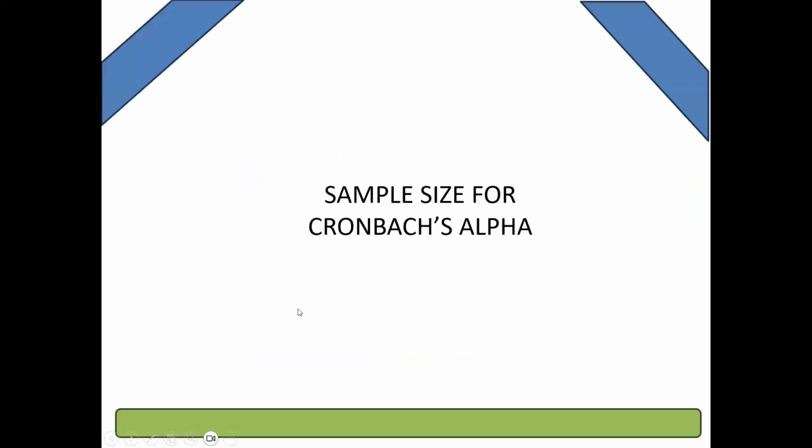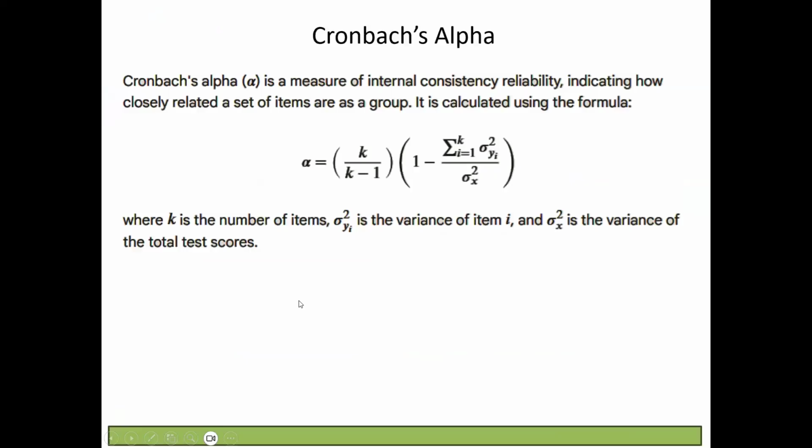Now sample size calculation for Cronbach alpha. This is the calculation of Cronbach alpha. It is the measure of internal consistency or reliability, indicating how closely related a set of items are as a group. It is calculated as follows, where this term is the variance of item i and this term is the variance of the total test scores.